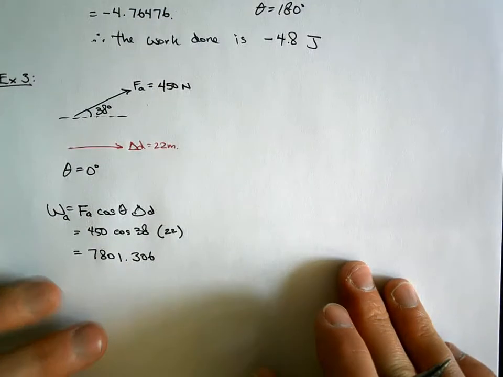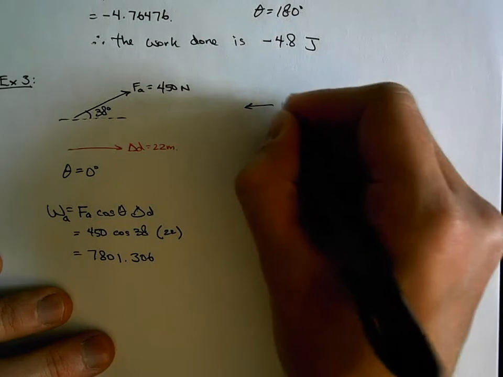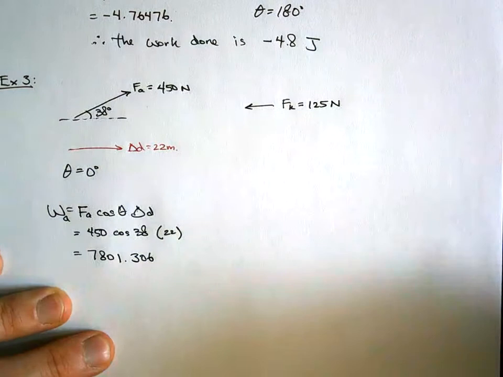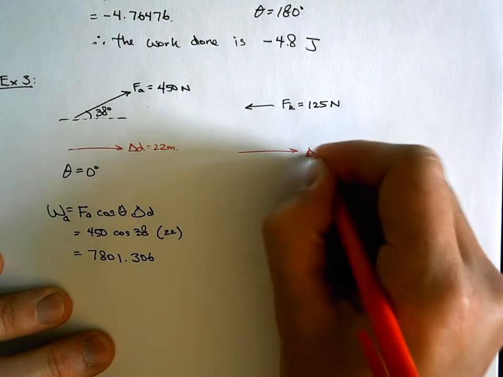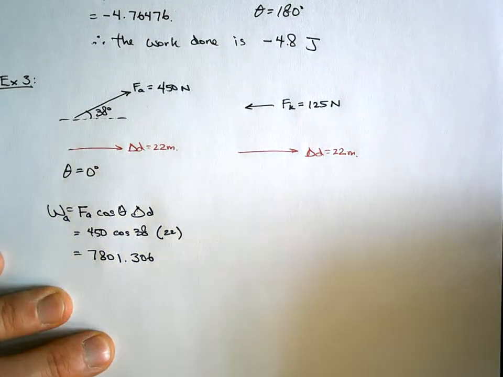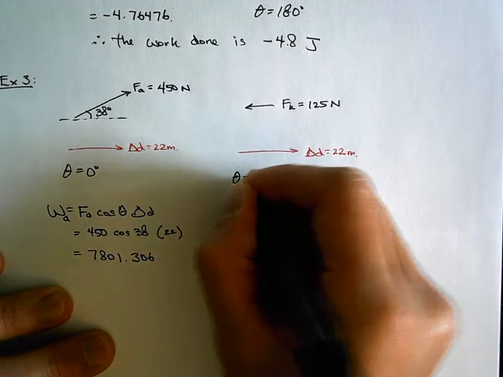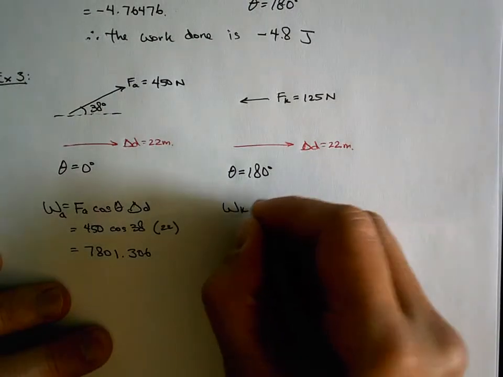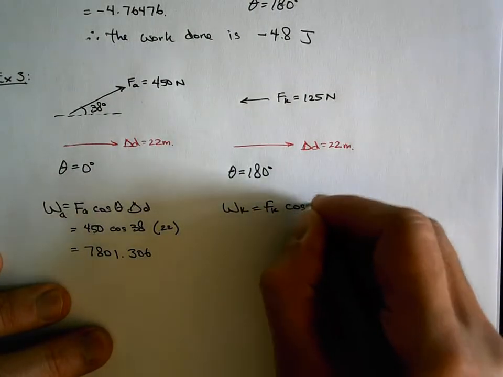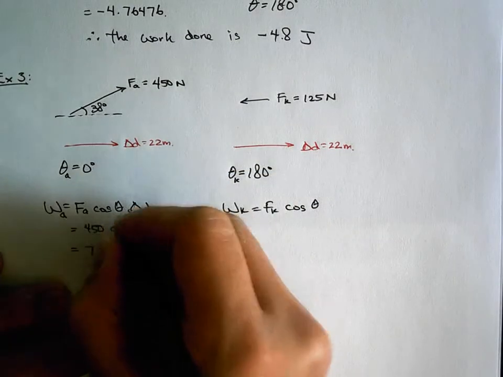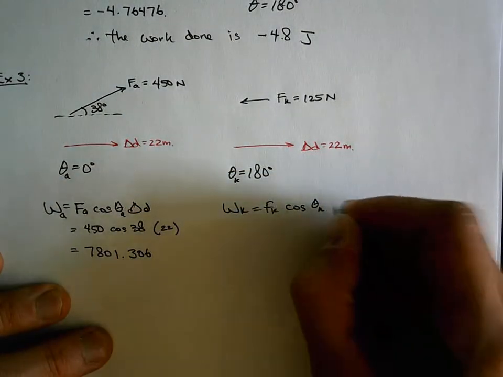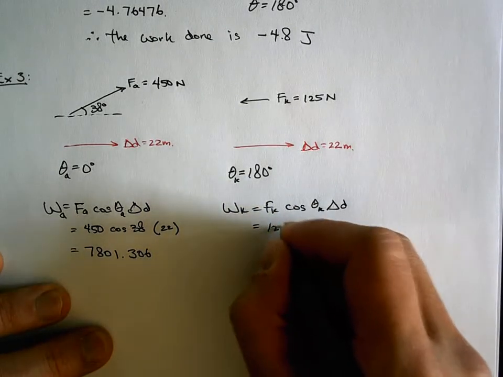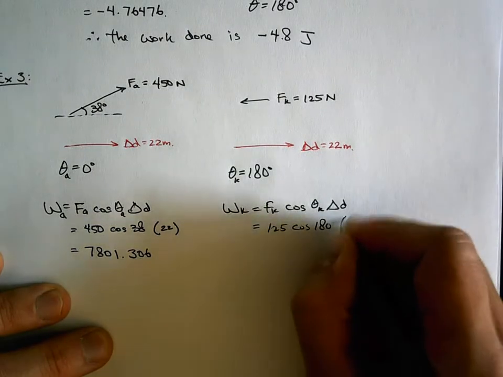Okay, now the other force is the force of friction, and the force of friction is acting this way. So it's 125 newtons, even though the displacement is this way. We know from our previous questions the angle here is 180 degrees. So when I add up the work from friction, this would be the force of friction times cos theta. Oh, this would be K. Should put my subscripts here. And this is delta D. I'm going to sub in my values, so I get 125 cos 180 times 22.